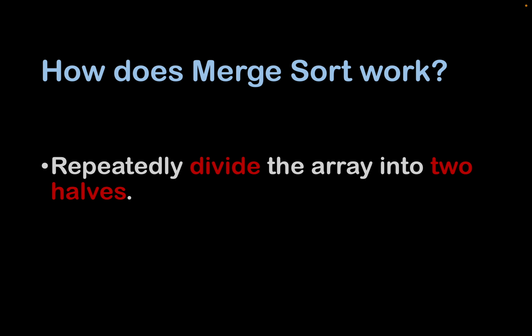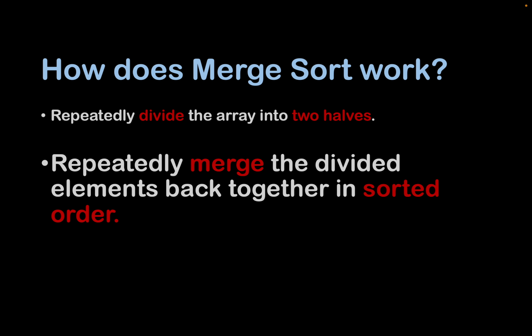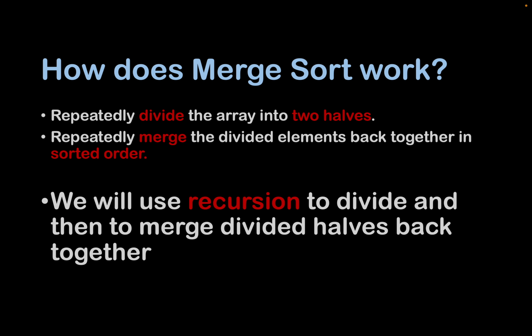How does merge sort work? We repeatedly divide the array into two halves and then repeatedly merge the divided elements back together in sorted order. We will use recursion to divide and then to merge the divided halves back together.